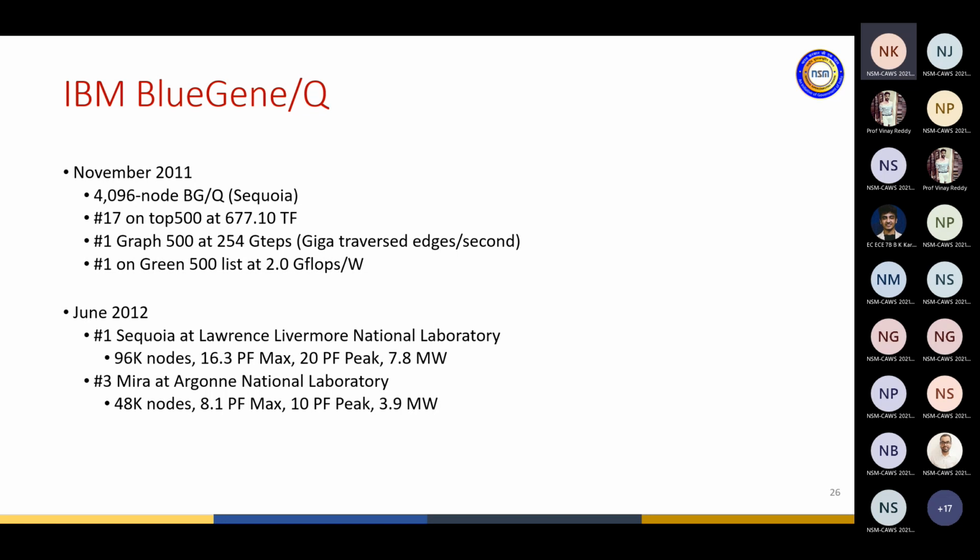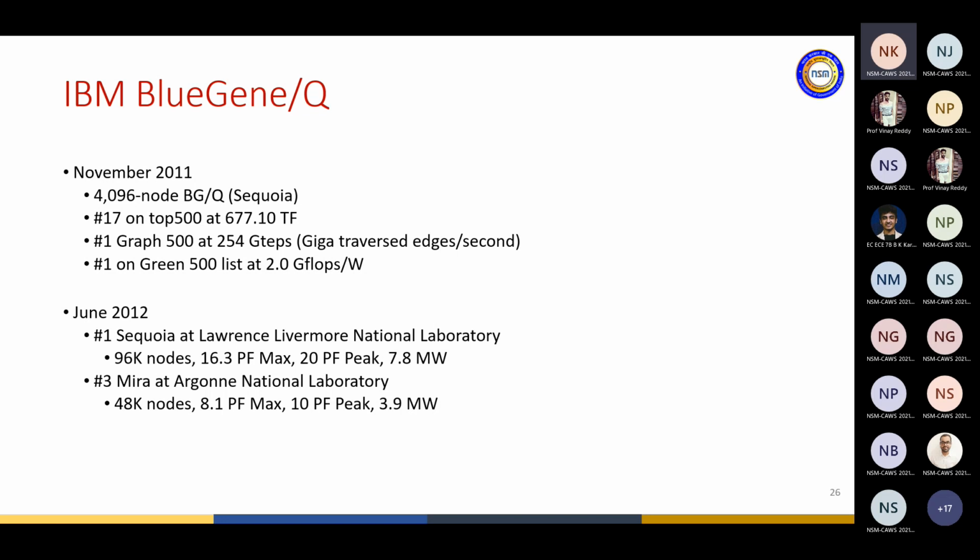Initially they had a small installation, and they try to see if everything is working fine. And then oftentimes they expand the system. So here you can see in November 2011, they had a 4,000 node system installation, which was number 17 at that point. And it had only 600 teraflops compared to today's number 1, right?